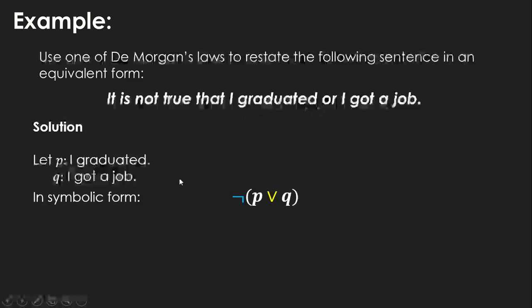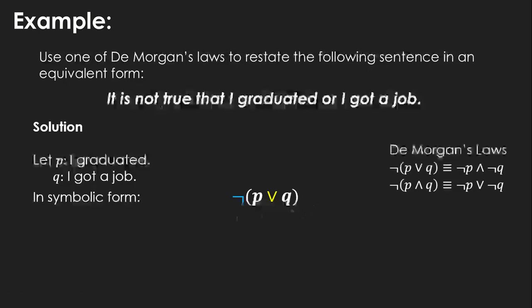So, if we try to convert this compound statement into its symbolic form, it will look like this. We have here, notice the negation from the word not, and P, I graduated. Tapos yung operator natin na or, and statement Q, I got a job. Ito siya. So, this will be the symbolic form of the compound statement indicated above.